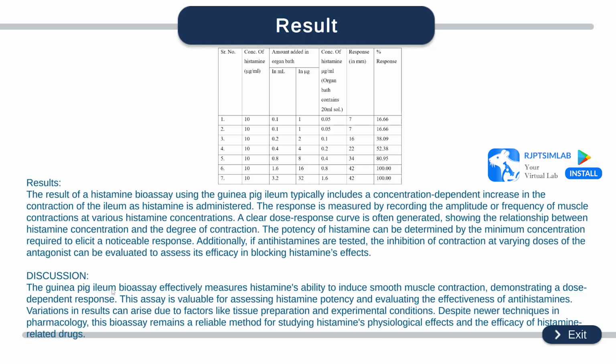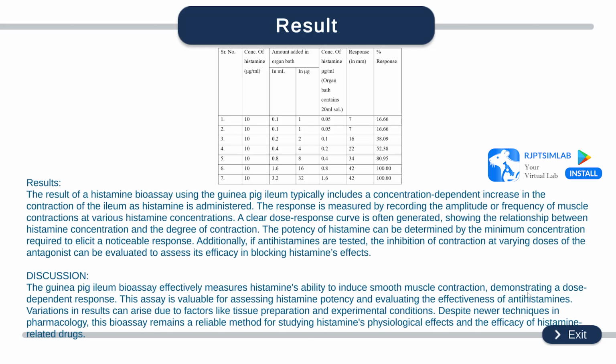Now let's see the discussion. The discussion says that the guinea pig ileum bioassay effectively measures histamine's ability to induce smooth muscle contraction, demonstrating a dose-dependent response. This assay is valuable for assessing histamine's potency and evaluating the effectiveness of antihistamines. The variations in results can arise due to factors like tissue preparation and experimental conditions. Despite newer techniques in pharmacology, the bioassay remains a reliable method for studying histamine's physiological effects and the efficacy of histamine-related drugs. The above paragraph says that this bioassay method effectively measures histamine's ability to induce smooth muscle contraction and demonstrates a dose-dependent response. And it is valuable for assessing histamine's potency and the effectiveness of antihistaminic drugs.